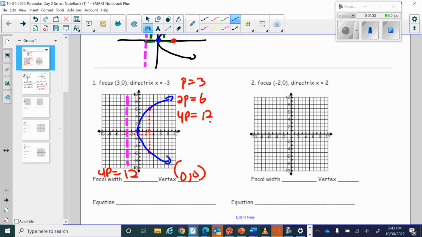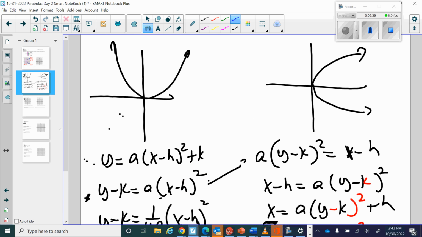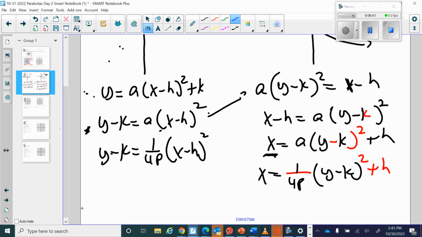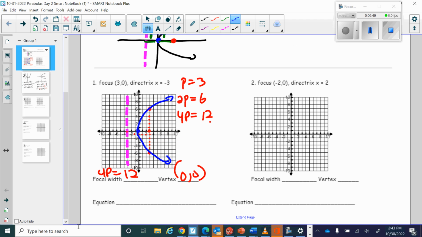And so the equation now is going to be, so remember the equation is going to be, let's see, x is equal to 1 over 4p times (y minus k). All right, so let's go back and write that now. So x is going to equal 1 over 4p times (y minus k) squared plus h.